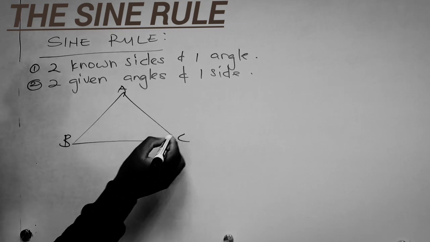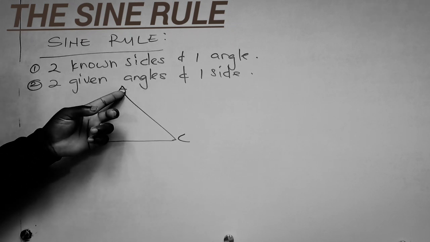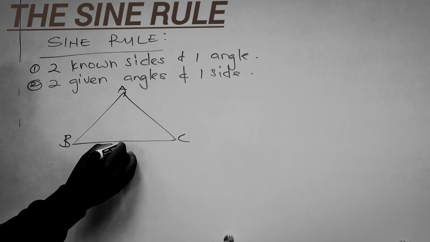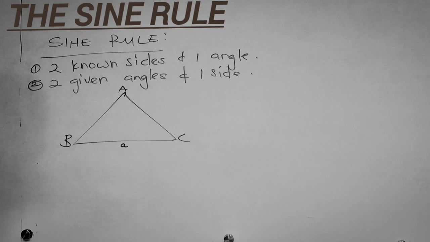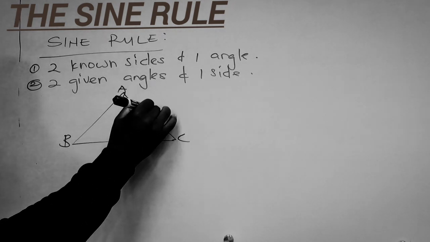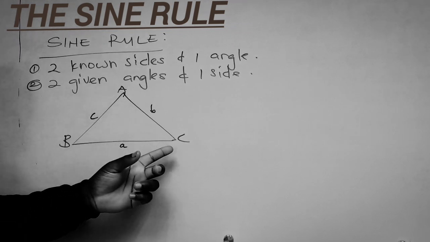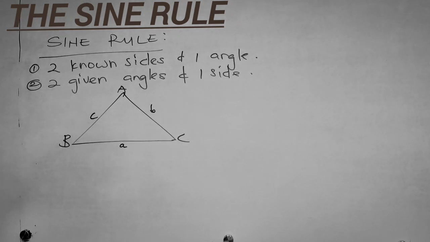We have our triangle ABC. This angle A, we must write its corresponding side, which is a. This angle B has a corresponding side b. This is C. So the sides I'm writing in small letters, then the angles in capital letters. Then now let's see what it states.